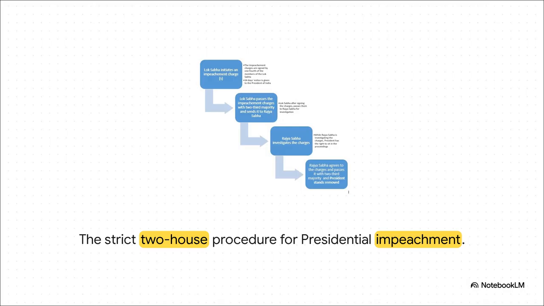Here's how this monumental process actually plays out. It can start in either house, but let's say it starts in the Lok Sabha. First, at least 1/4 of the members have to sign the impeachment charges. Then they have to give the president a strict 14-day notice. After that, the Lok Sabha has to pass the charges with a heavy 2/3 majority. If it passes, the charges go over to the Rajya Sabha for a formal investigation. And yes, the president has full rights to sit in on these proceedings. If the Rajya Sabha agrees with the charges and also passes them with that same 2/3 majority, the president is instantly removed from the highest office in the land.